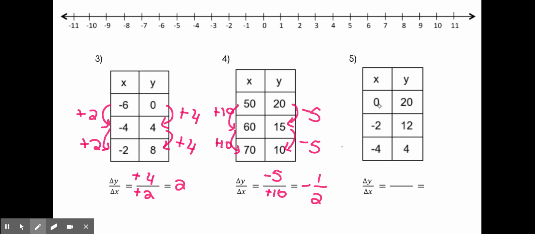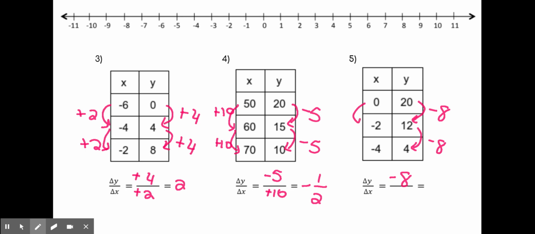Okay, one more. All right, so let's see our change in y. Change in y is always on the right. How do I get from 20 to 12? I'm going down, right? And if I do 20 minus 12 in my calculator, if I need to, I'm going down 8, okay? Because that's not on my number line. How do I get from 12 to 4? I'm going down, and 12 minus 4 is 8. So I went down 8. So my change in y is negative 8.